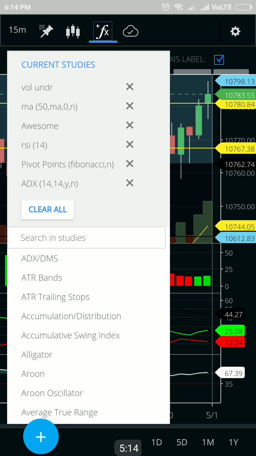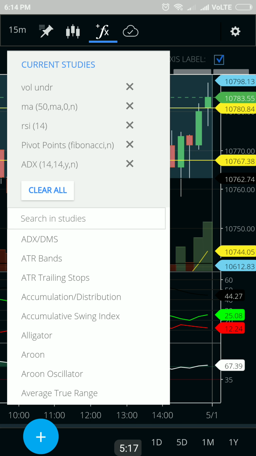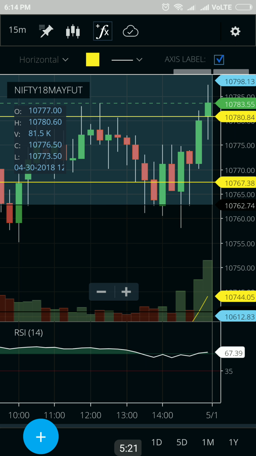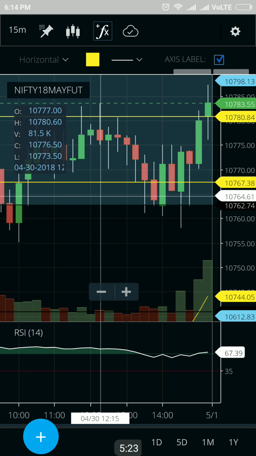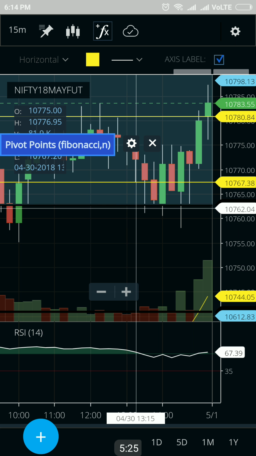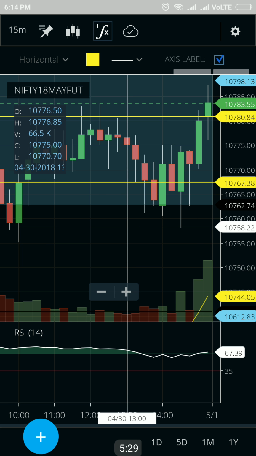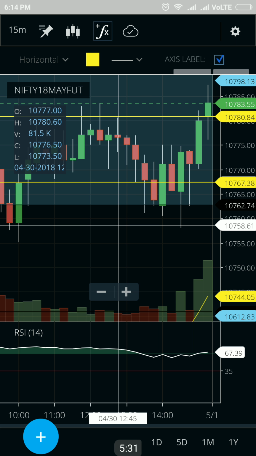What I'm going to do is, we did not look into Awesome today, we did not look into ADX today, so let me remove this from here. It will be easier for you to focus. Okay, so now if we are looking into this three candles range, if you are looking into the volume of these three candles, look into the volume of the first candle.